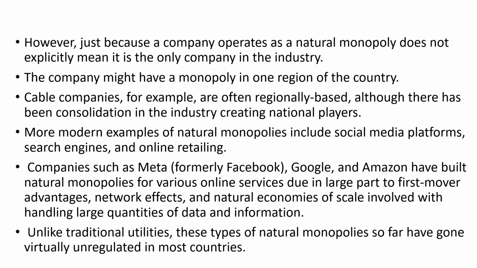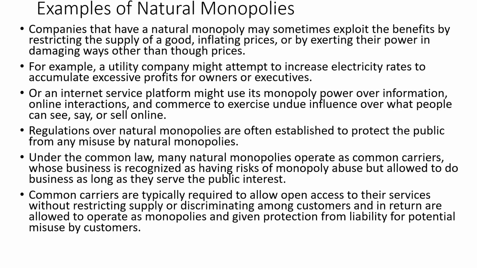And if you take modern examples like the natural monopoly of social media platforms, search engines, online retailing, you can consider the case of Google, Amazon. Amazon has got many rivals, but when it started, these were considered to be natural monopolies. Unlike traditional utilities, these types of natural monopolies are virtually unregulated in many countries. So that said, we have seen the real life examples of natural monopolies. Common carriers are typically required to allow open access to many of the services of natural monopolies. That is very important to understand.